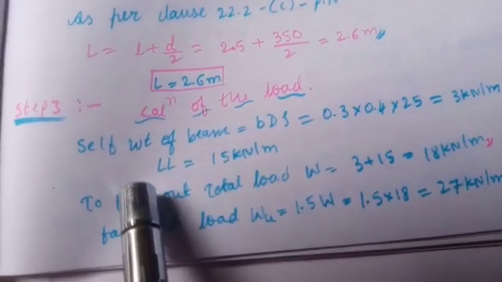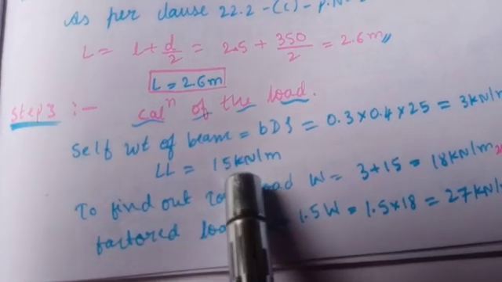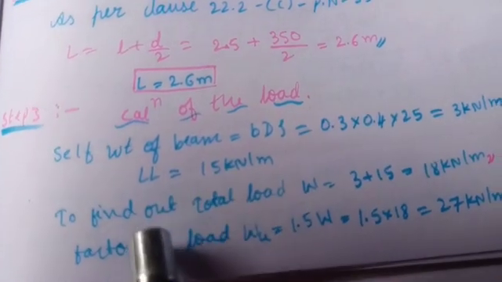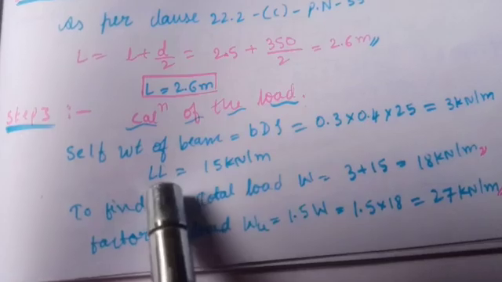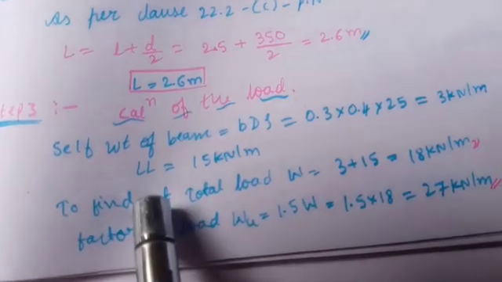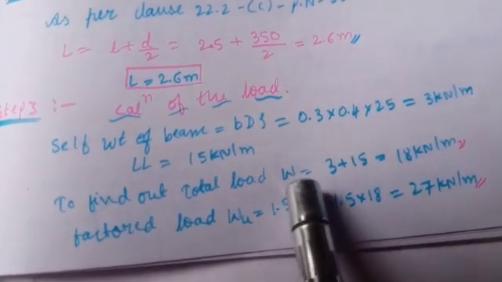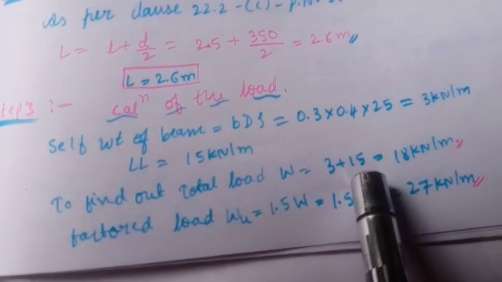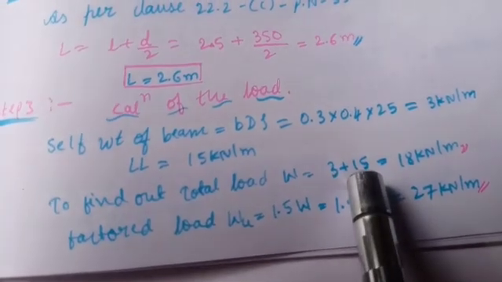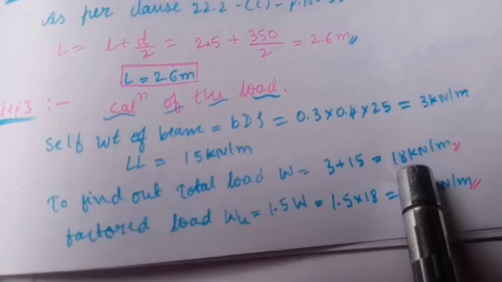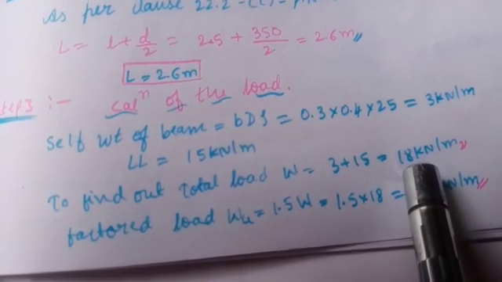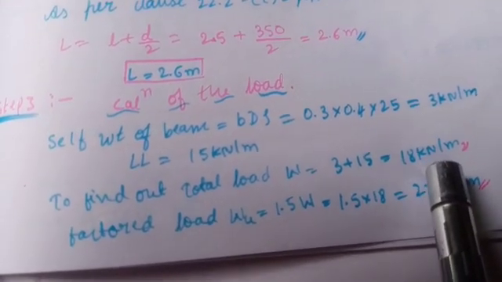Now they have given the live load, that is 15 kN per meter. Now add the self weight of the beam and the live load to find out the total load. Total load is live load plus self weight of the beam. Substitute all the values. After simplifying, we get our total load value as 18 kN per meter.